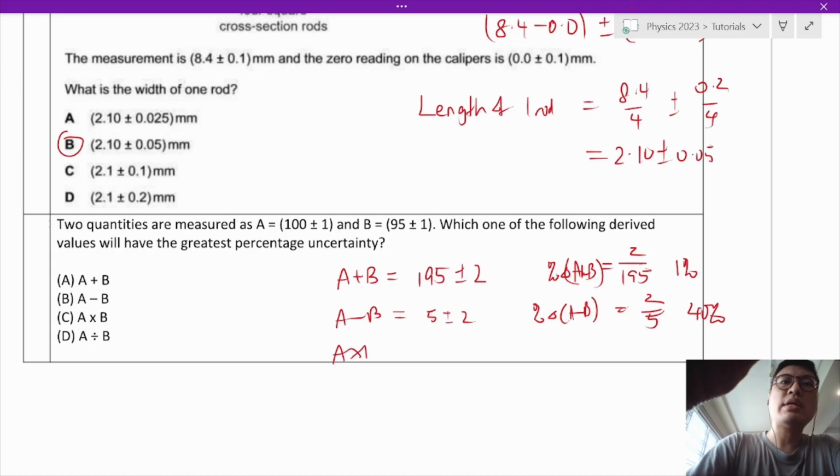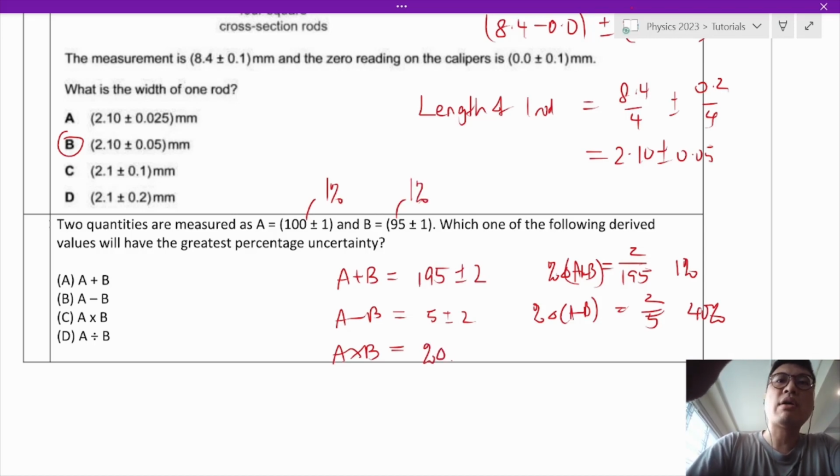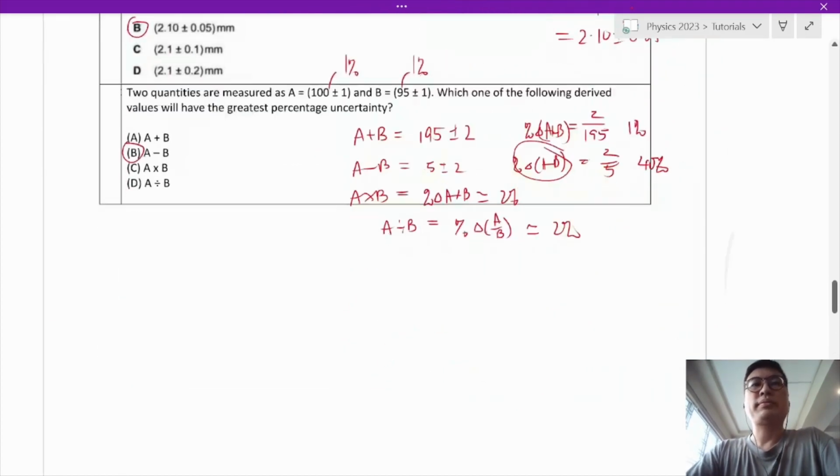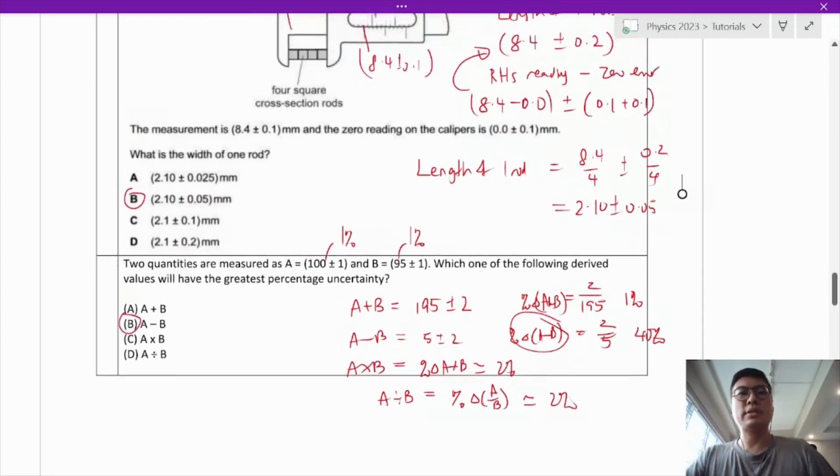Now A times B, once again, the percentage uncertainty of each is 1%. So the percentage uncertainty of A times B would be approximately 2%. And it's the same for A divided by B, which would also be approximately 2%. So you can see that A minus B gives the most percentage uncertainty. And that's the end of this MCQ.